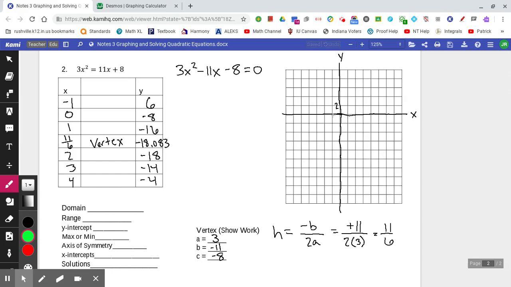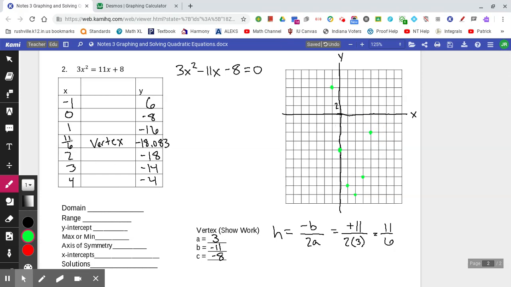So at negative 1, I'm at positive 6. So 2, 4, here's positive 6. And then at 0, I'm down at -8. So this is -2, 4, 6. This is -8. At 1, I'm at -16. So that means this is -10, 12, 14. This one's -16. At 2, I'm at -18. At 3, I'm at -14. And at 4, I'm at -4.